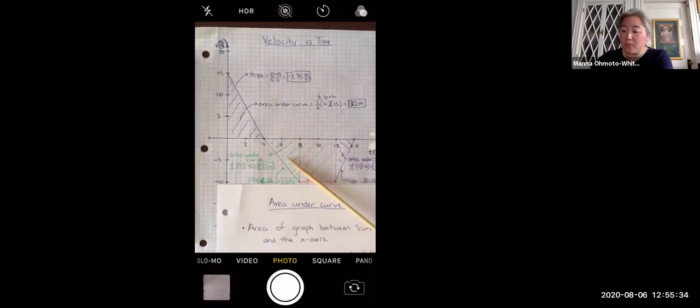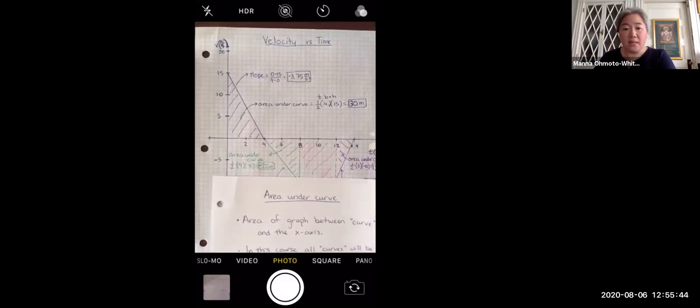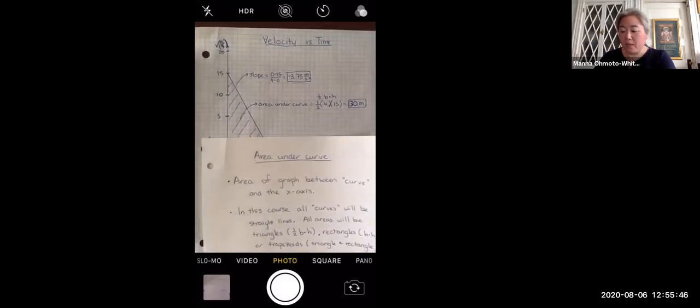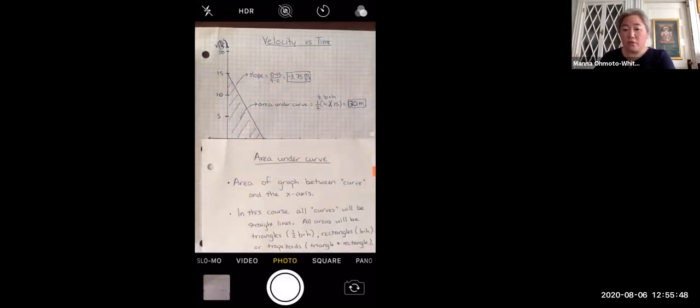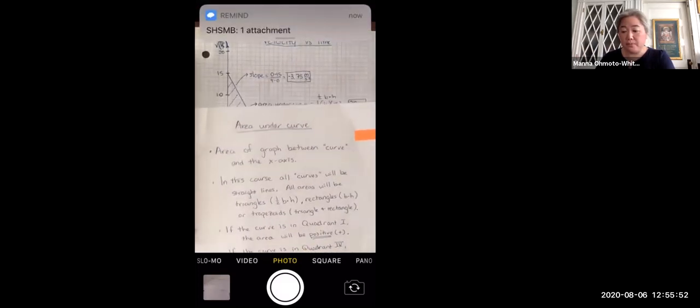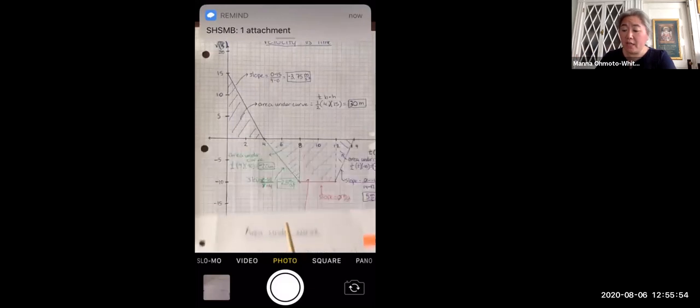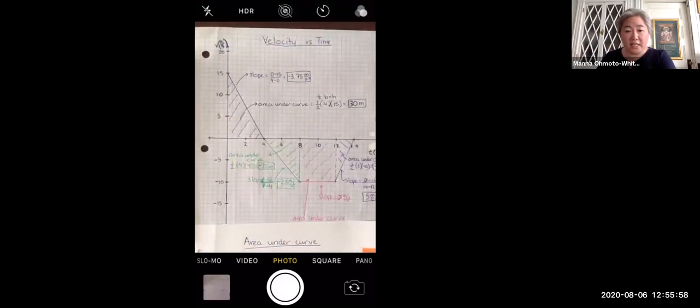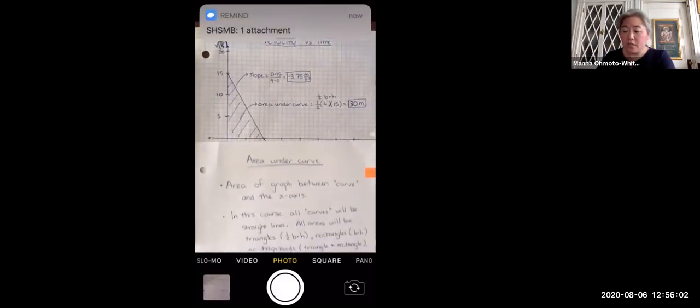So the area is going to be over here, and you'll see that I have triangles and rectangles, and I can split up my values whatever way makes my calculations easy. So if the curve is in the first quadrant, your area will be a positive value. So I have in this graph one part of my graph that is in the first quadrant. Everything else is in the fourth quadrant.